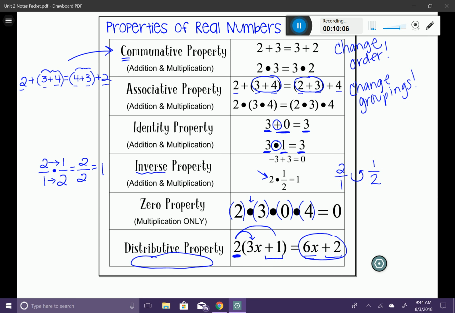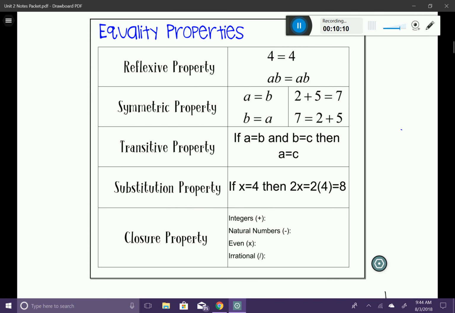Okay, let's move on to some properties that might not be as familiar to you. These are called equality properties. The reason they're called equality properties is because we're dealing with equations. When we move into the inequalities unit, we'll have inequality properties. They basically work the same way, but the only difference is they have inequalities instead of equal signs.